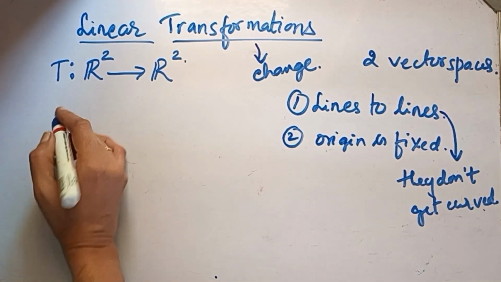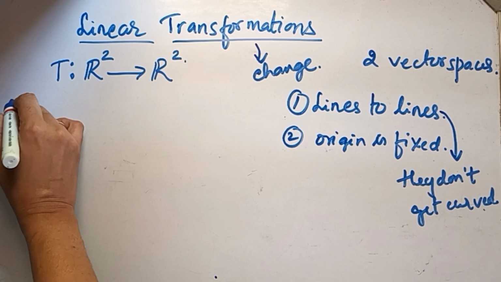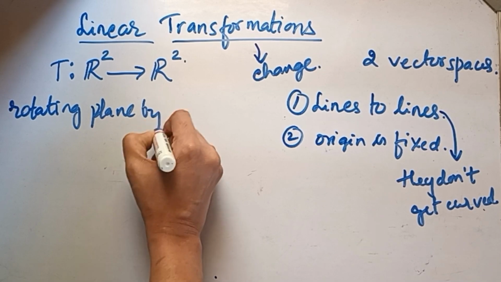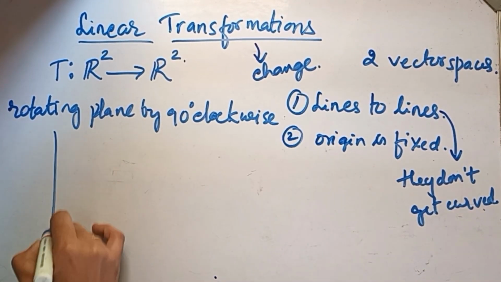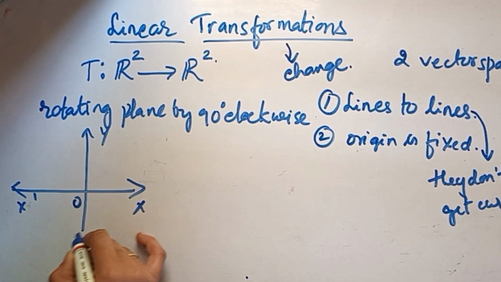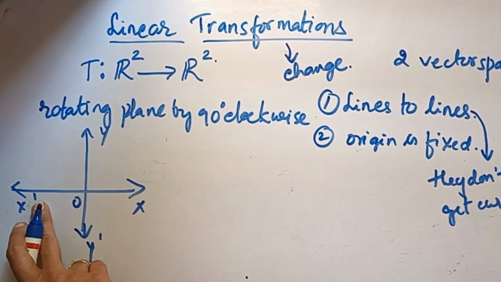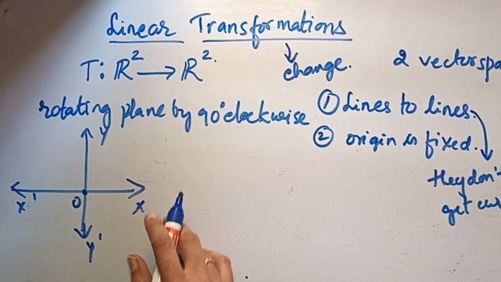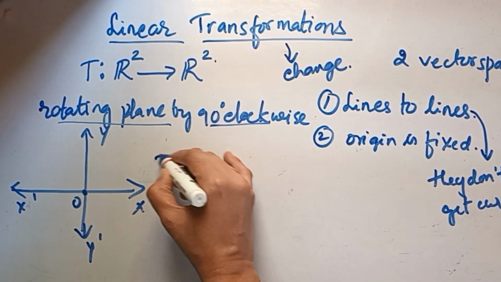For example, let me consider a transformation: rotating the plane by 90 degrees clockwise. Let us apply this transformation to a plane. So I am considering the standard Cartesian coordinate system. As per the standard coordinate system, this is how the axes are: positive x-axis, negative x-axis, positive y-axis, negative y-axis, and here is the origin. Now the transformation is that you have to rotate this plane by 90 degrees clockwise.